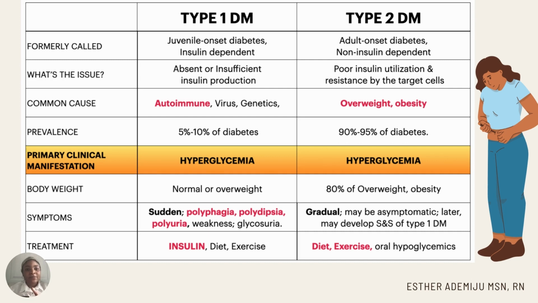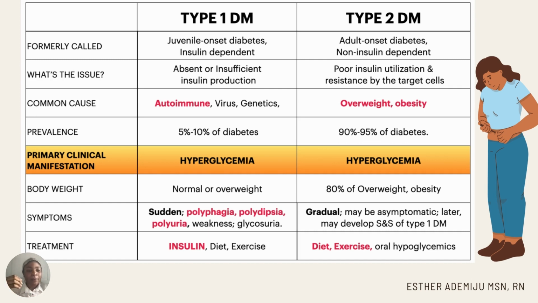Body weight. Most of your patients who have type 1 diabetes, they're actually normal in weight. Some of them might be overweight, a little percentage, but most of your type 2 diabetes patients, 80% of them are overweight and might actually be obese. What are some symptoms you will see with your type 1? Now, because type 1, the problem is that the beta cells are being destroyed, the symptoms are very fast. All right, it's sudden, it's very acute in nature.